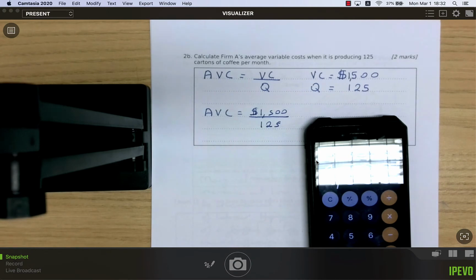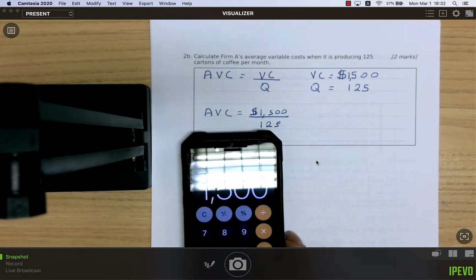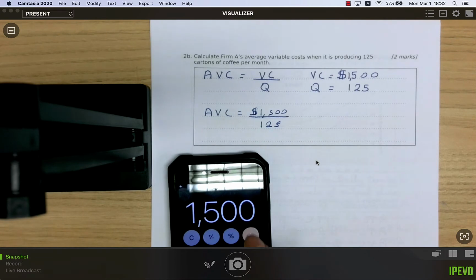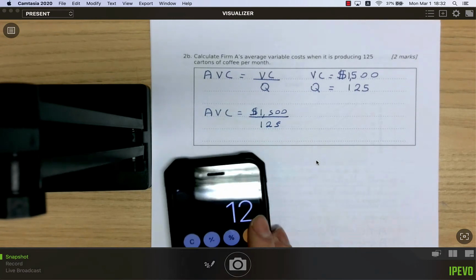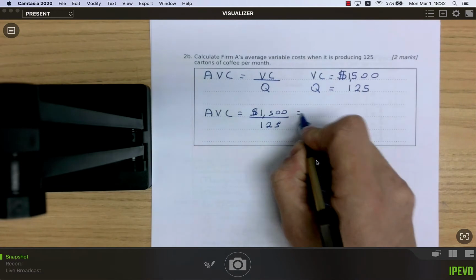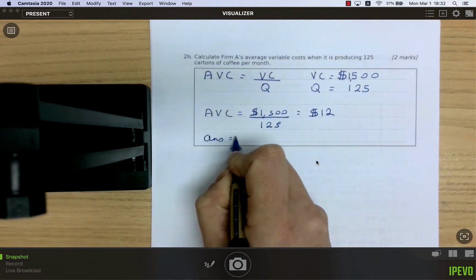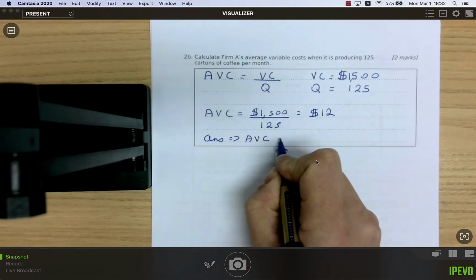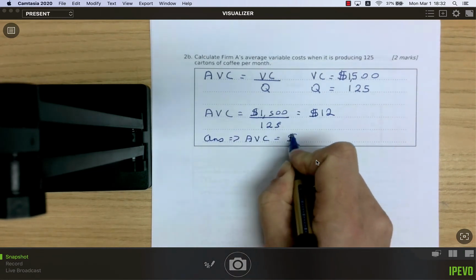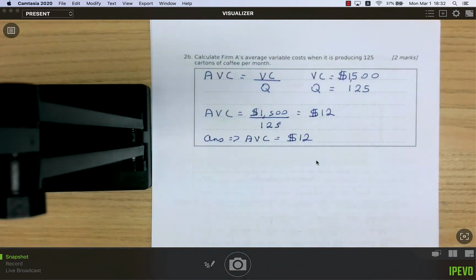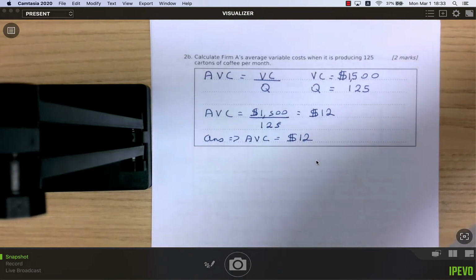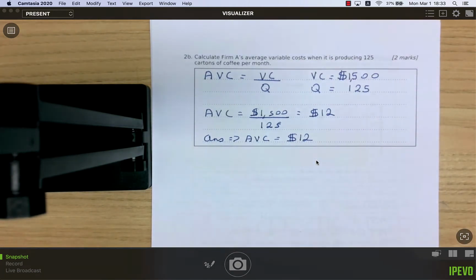Oh God, you can't see that, I'm sorry, can you? A little bit better if I go further down. 1,500 divided by 125, and that equals 12. So that means that the answer, the average variable cost, equals $12 at a quantity of 125 units. Now, you must forgive me guys, I've lost my place here, but I hope to find it again. Now, we're doing okay. All right, here we go.